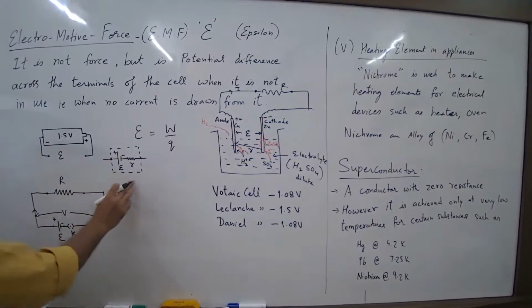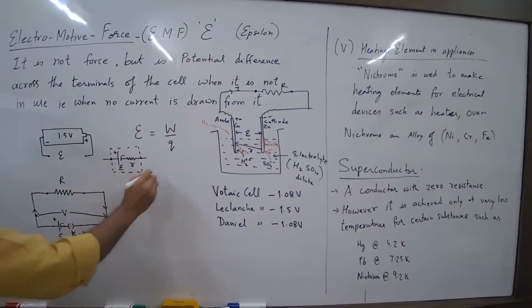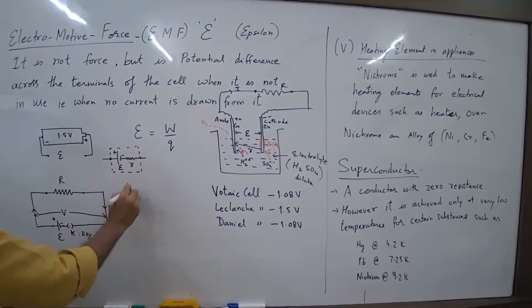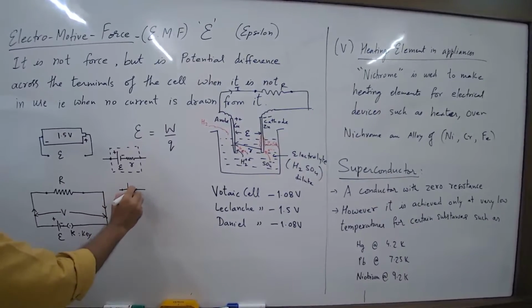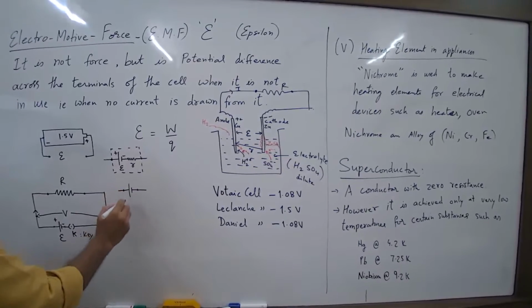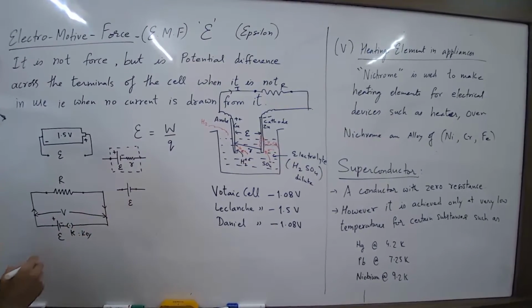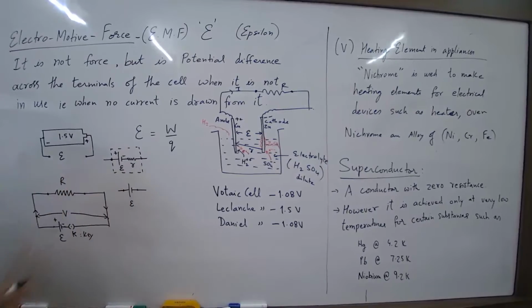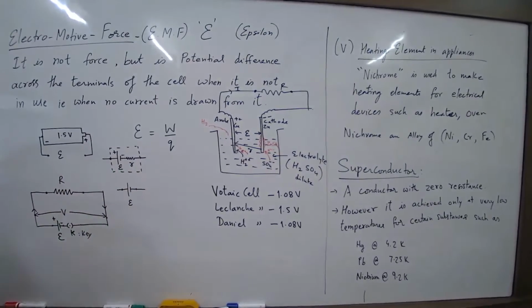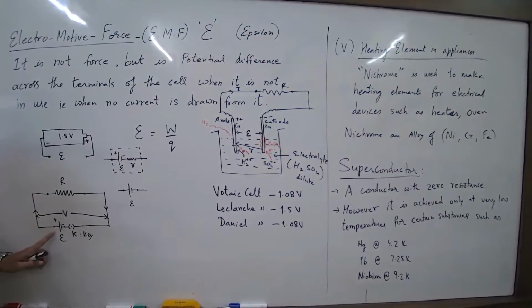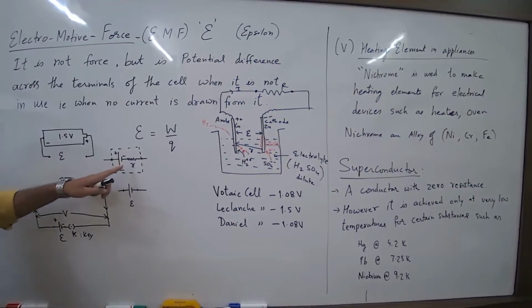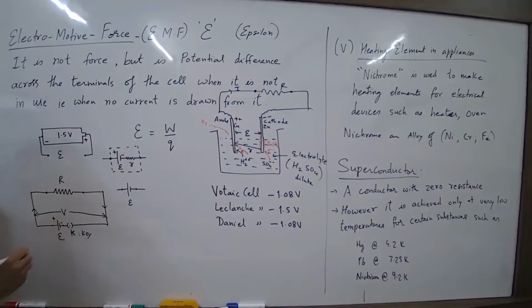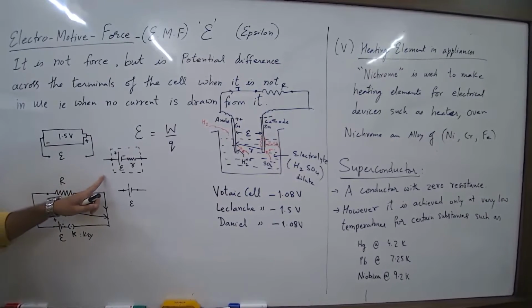For some cells we assume that the internal resistance is 0. In that case, we show it without any r. So when we just show E, that means the internal resistance is 0. So in this case we are assuming there is no internal resistance. But in general, wherever there is internal resistance, a small resistance is drawn, and that is your cell.